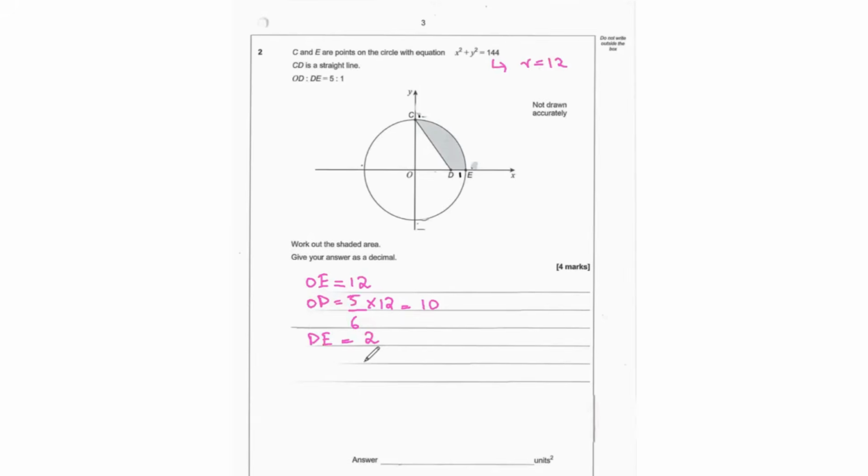We have to work out the shaded area. So what we can do is highlight the coordinates first. So this is 12 over here, and this would be negative 12. Why negative 12? Because the radius is the same from the origin. So if OE is 12, this point over here is going to be negative 12. This is also going to be positive 12, and this is going to be negative 12.